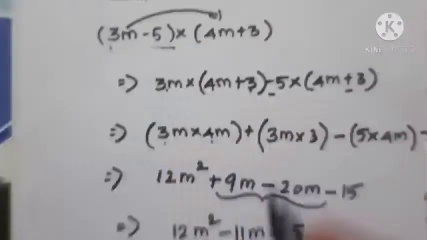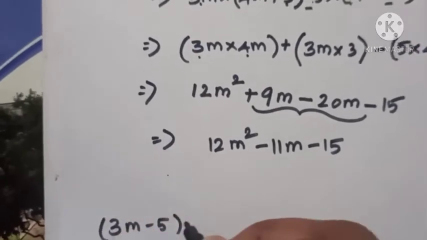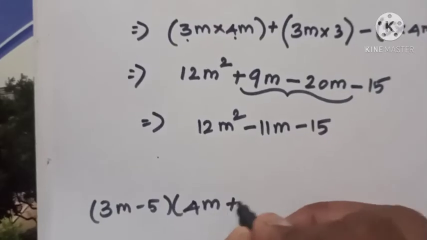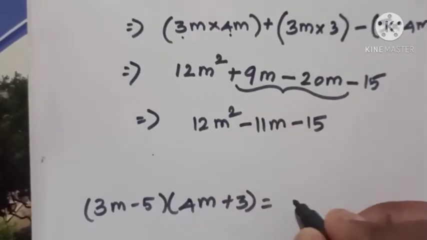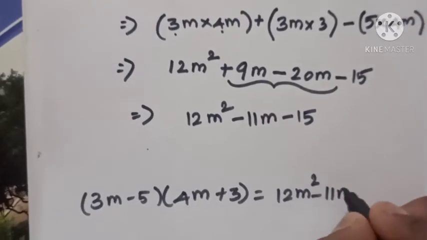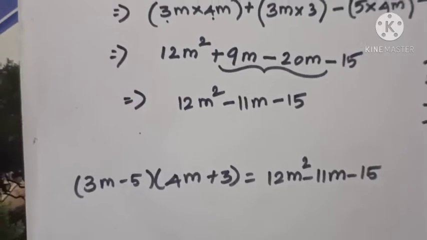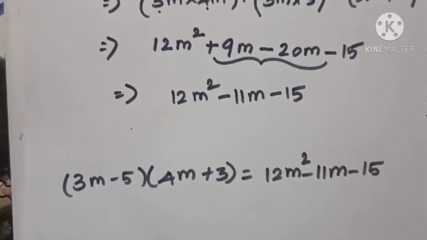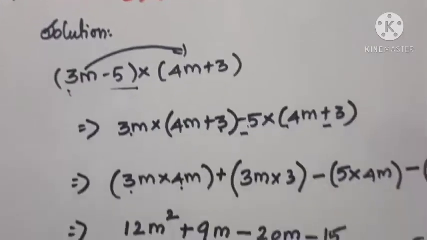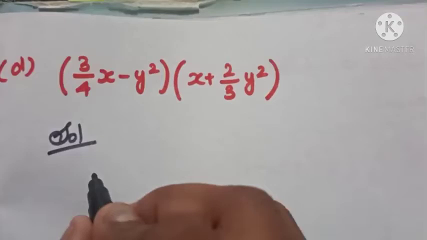So now you can see 3m minus 5 multiplied with 4m plus 3, we get 12m square minus 11m minus 15. Next we move on to the D sum. First we saw A, and next we move on to D. So question number D.